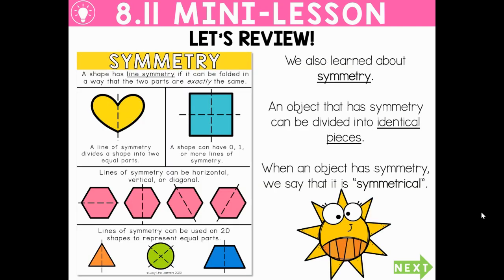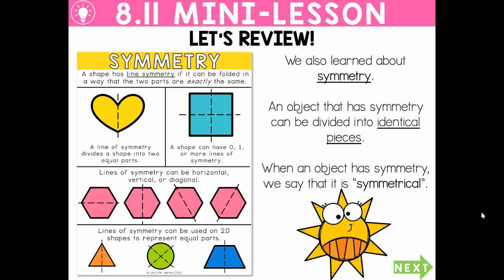Another term we need to know is symmetry. A shape has a line of symmetry which makes both sides or both pieces identical and the exact same. So you can see the heart has one line of symmetry and it is split in half, both sides looking the same and are equal.